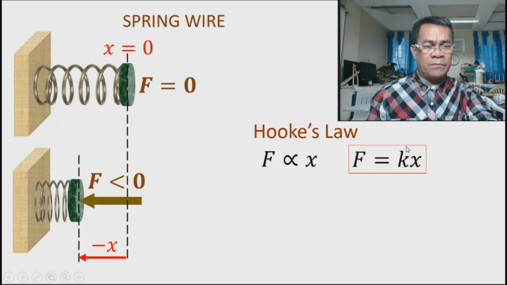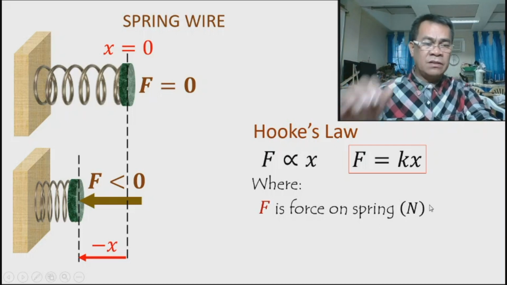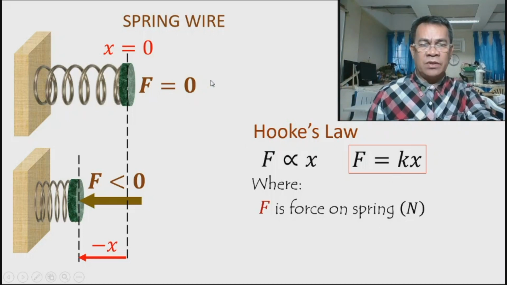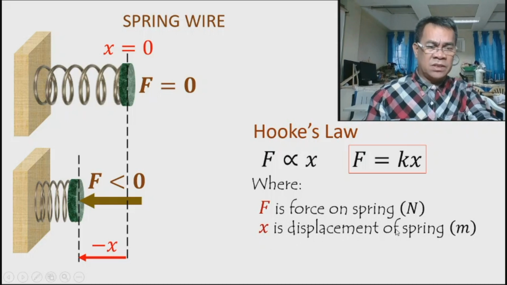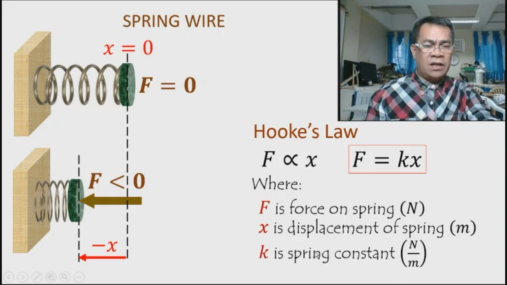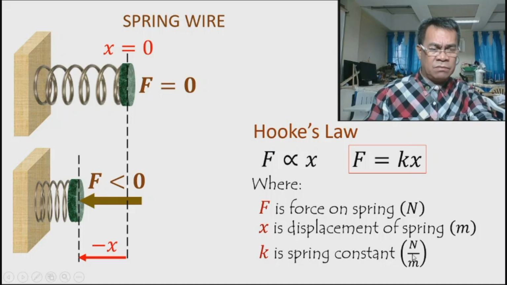But this K is a property of the spring. We call this the spring constant. So F is the force applied on the spring. It can be positive or negative. K is the constant of the spring, meaning different spring materials have different K. X is the displacement of the spring. It can be positive or negative. K is the spring constant, and take note, the unit should be Newton per meter.